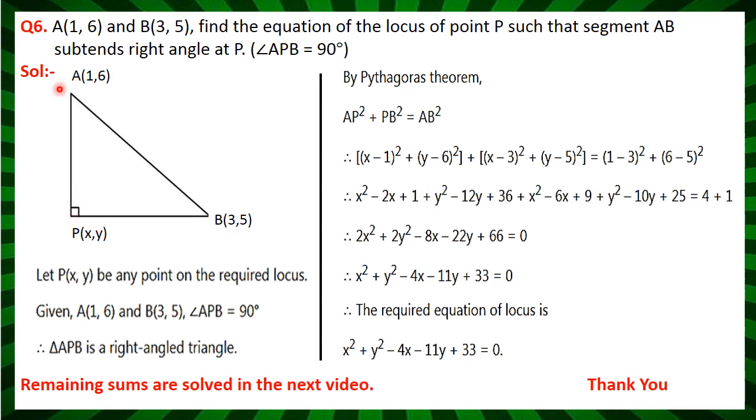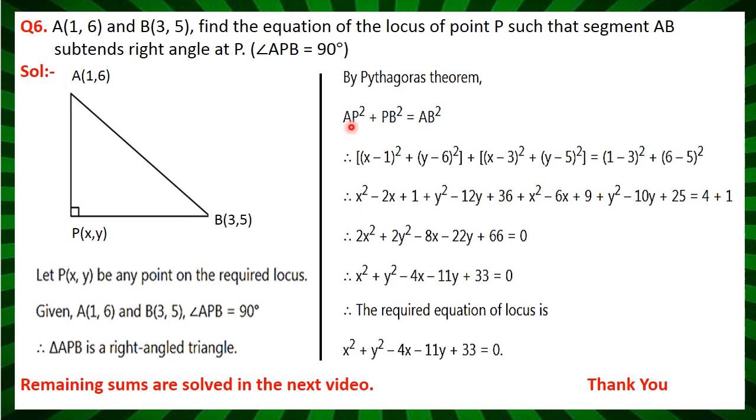Now, since segment AB subtends a right angle at P, we know angle APB is 90 degrees and triangle APB is a right angled triangle. So we can use the Pythagoras theorem to form the equation. The Pythagoras theorem says AP squared plus PB squared is equal to the hypotenuse squared, that is AB squared. And we will find the distances and square them.